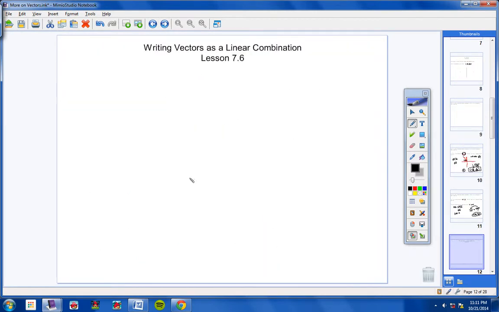All right, moving on. Now I want you to learn to write vectors as a linear combination. Of course, again, the lesson number is not 7.6. And you do not need to write these lesson numbers over and over unless you want to. That's up to you. So let's take a second and let's learn how to write vectors as a linear combination. It's really, really simple.